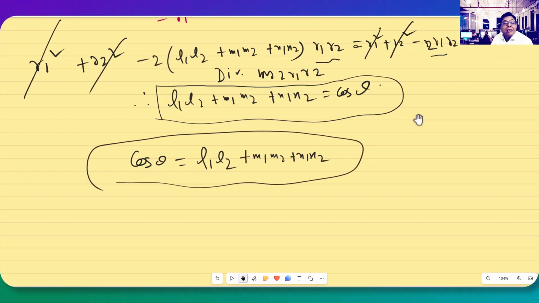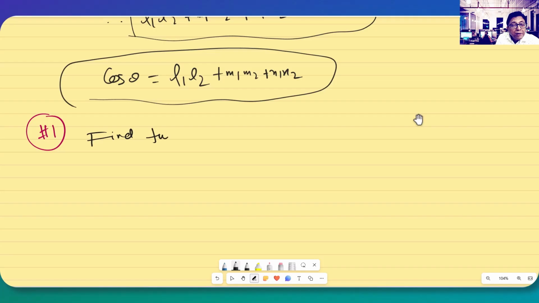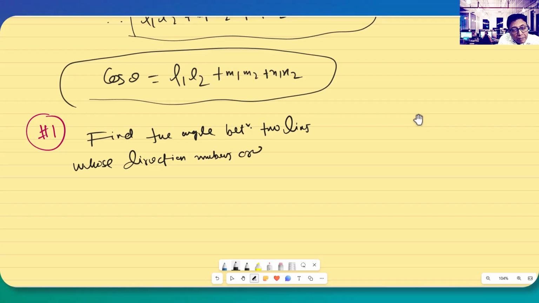Okay, let us solve one problem here where direction cosine, direction ratios, angle involved. Find the angle between two lines whose direction numbers are, say, 3, 4, 5 and -4, 3, -5.